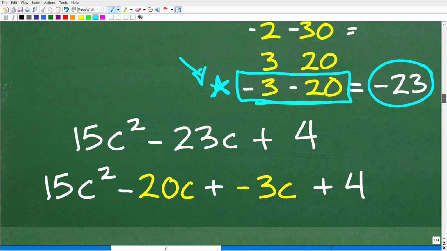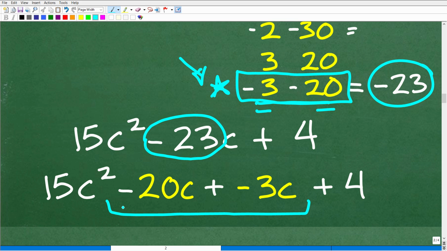Now, I'm explaining this, and this is a bigger problem, and you might be saying, this is a lot of work. But listen, you don't have to guess. You just run this little procedure and you'll get the answer every single time. So what do we need to do with negative 3 and negative 20? Well, we're going to rewrite this negative 23 as the sum of these two numbers. It doesn't make a difference which order you write it in. Let me just show you right here: 15c squared minus 20c plus negative 3c, that's the same thing as negative 23c, so we're not changing the problem, plus 4.